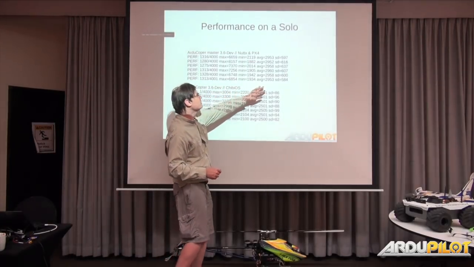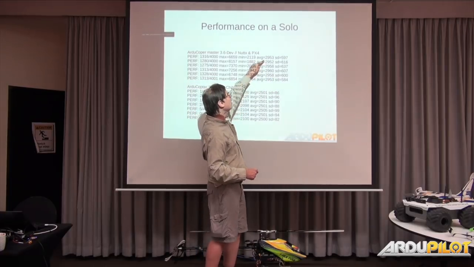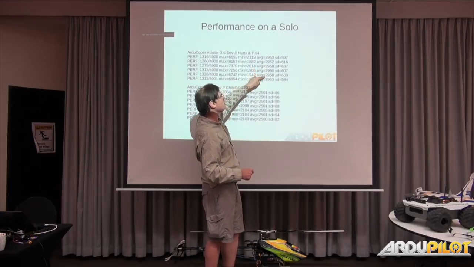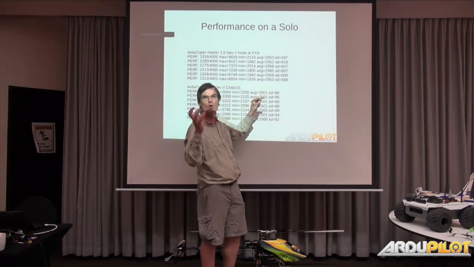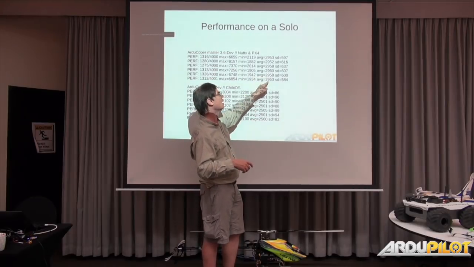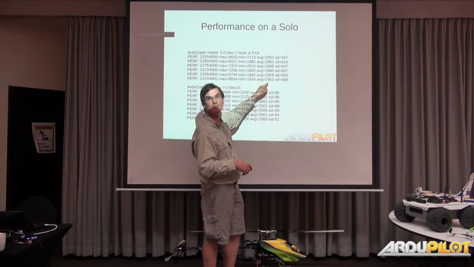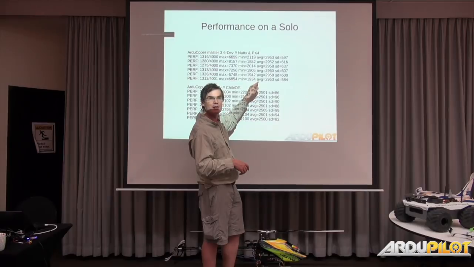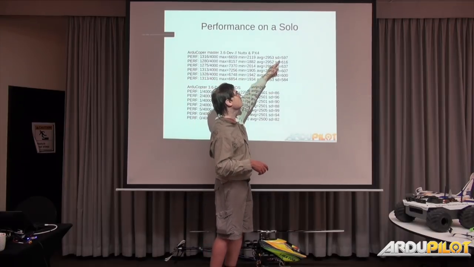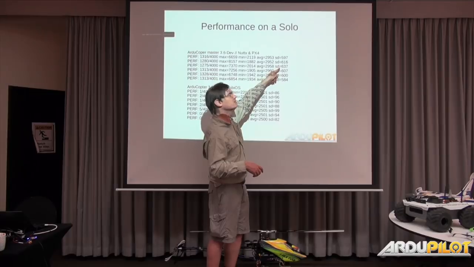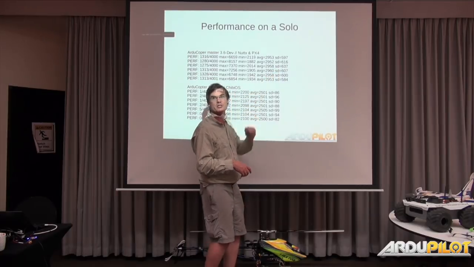And we can see the standard deviation. We can also see the average loop time on the solo. Even after all of our optimizations, the average loop time was 2,900 to 2,950 microseconds. So we're not even on average hitting 400 hertz. And this is vastly better than anything we got before we started doing our own device drivers. It was just hopeless when we were using the PX4 device drivers. The standard deviation of the loops was 600 microseconds.